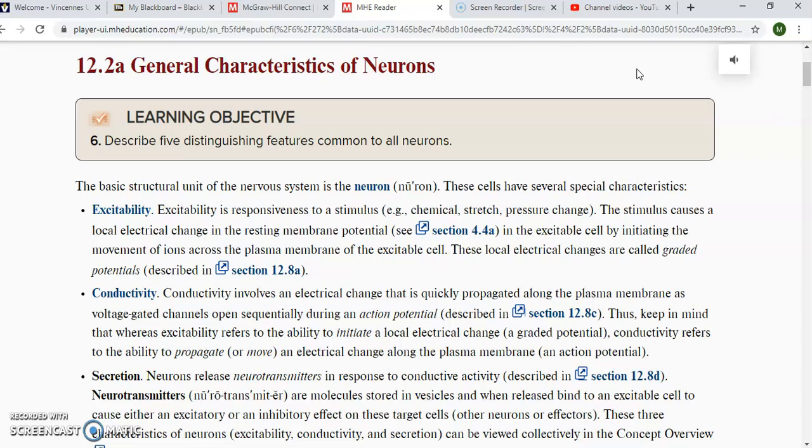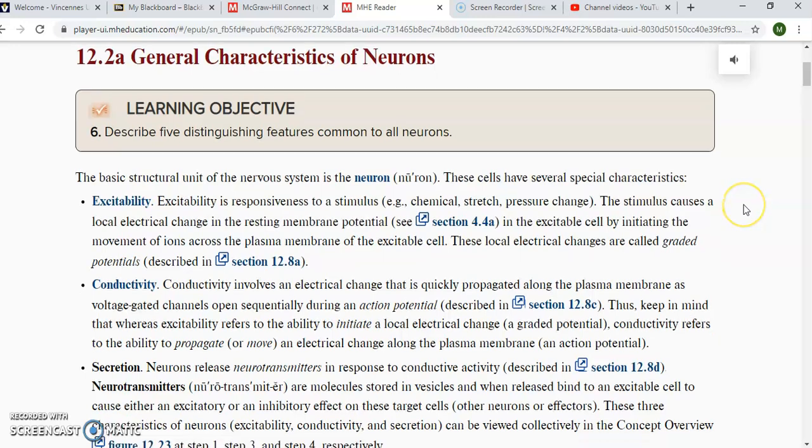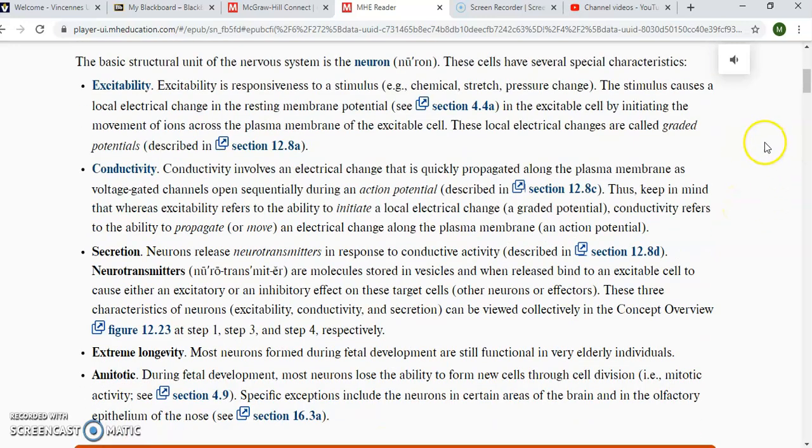Okay, the next thing that we want to understand is just the basics of a neuron before we get into the anatomy. And we've already talked about a motor neuron when we talked about skeletal muscle contraction in chapter 10. So hopefully a lot of this will be things that you're already familiar with.